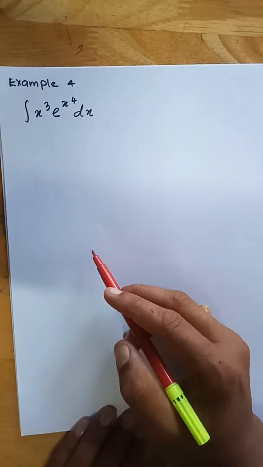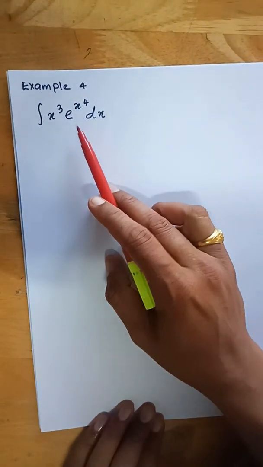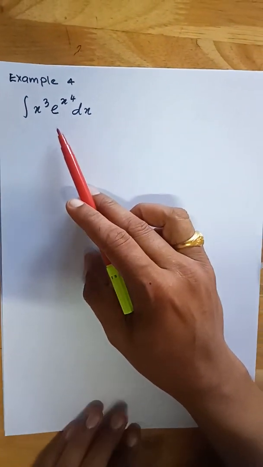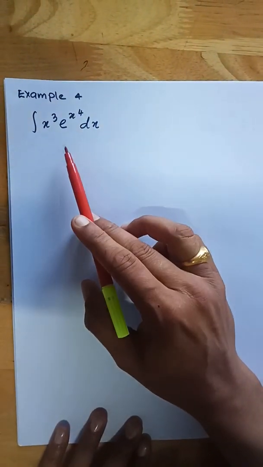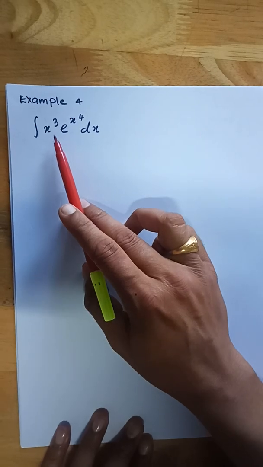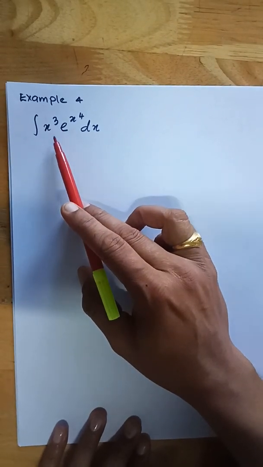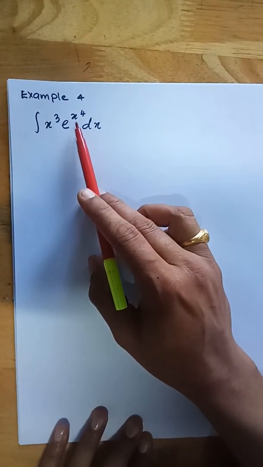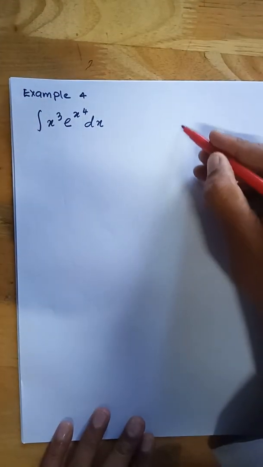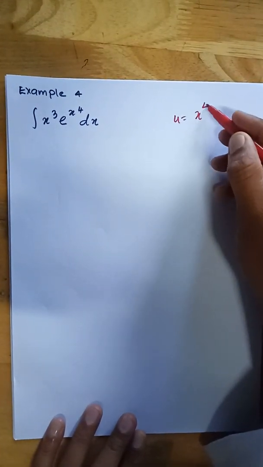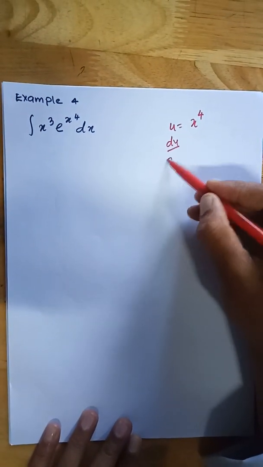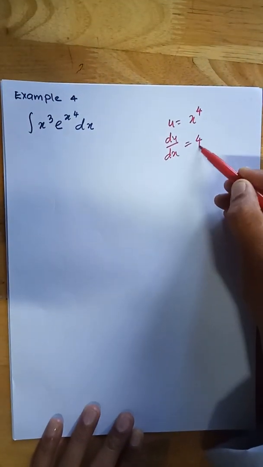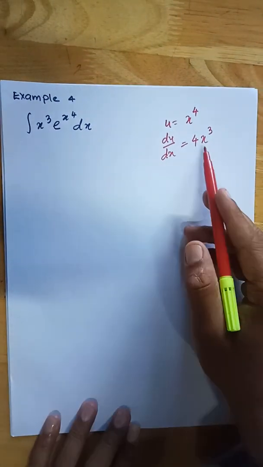Now let's look at this example. Here there are two functions. You need to remember the steps: when you take one function, on differentiation you should be able to get the other function. If you take x cube as u, on differentiation you will get 3x square, so you are not getting the other function. So you have to take u as x to the power 4. On differentiation, du by dx, you get 4x cube. So you are getting x cube here.